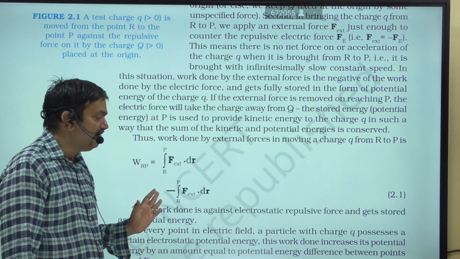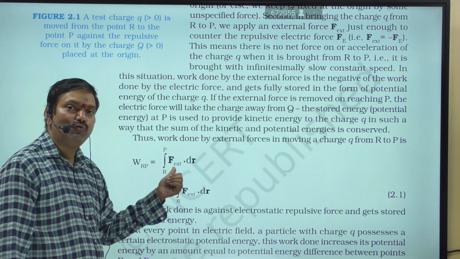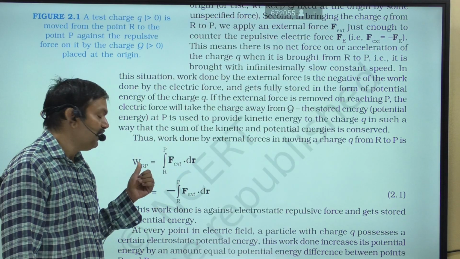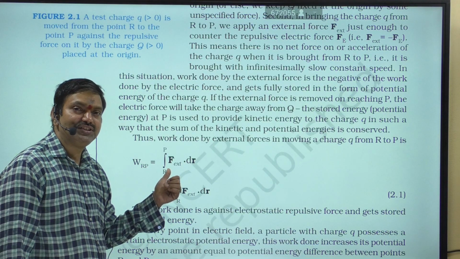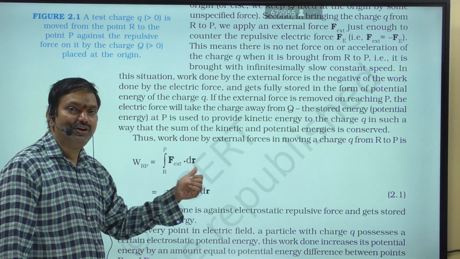We know work done is equal to force into displacement. Work done is equal to force into displacement, from the basics of first year.